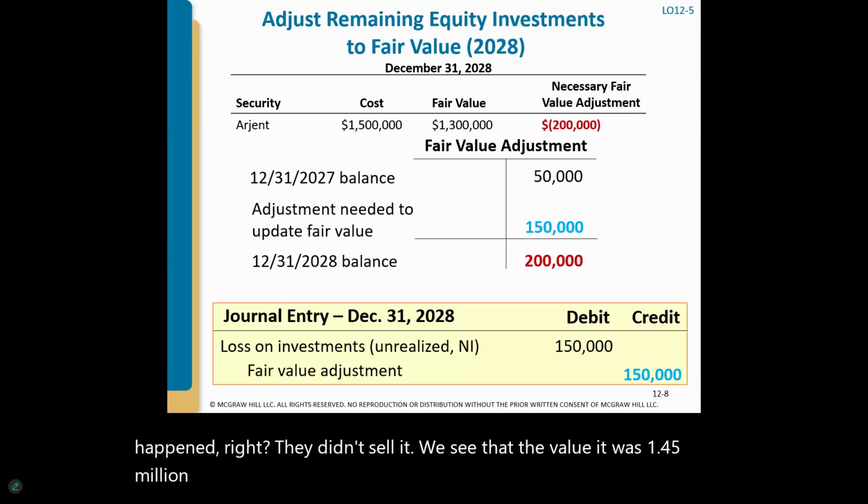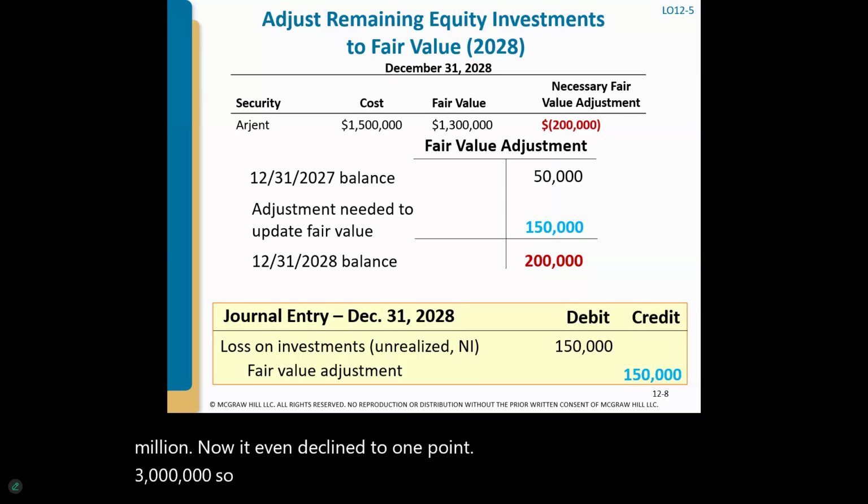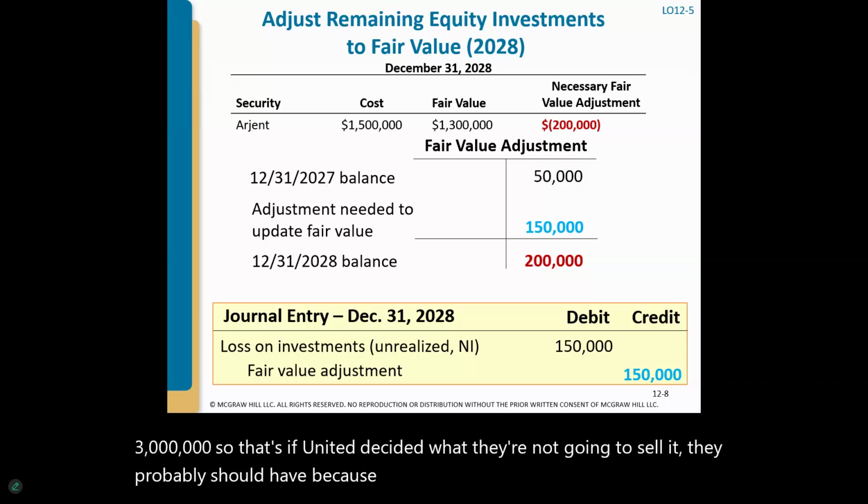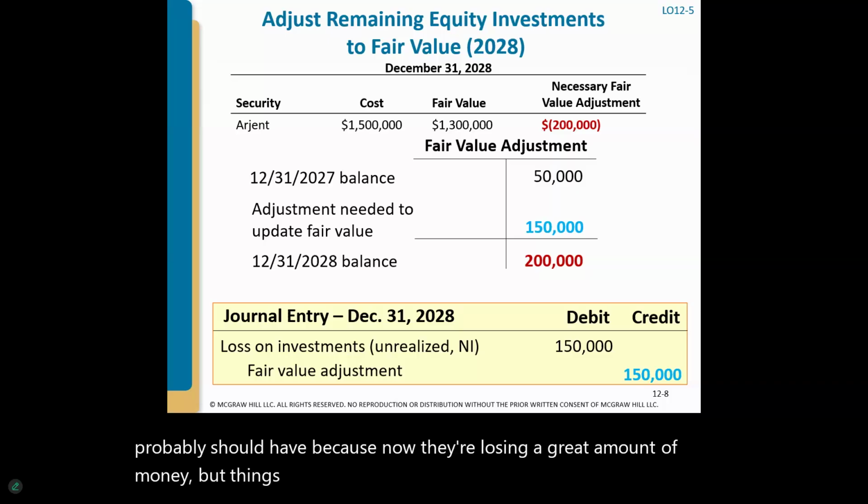Now it even declined to 1.3 million. So that's if United decided, you know what, they're not going to sell it. They probably should have, because now they're losing a great amount of money, but things happen. We know the market is volatile. So in this case, they didn't sell the stock.